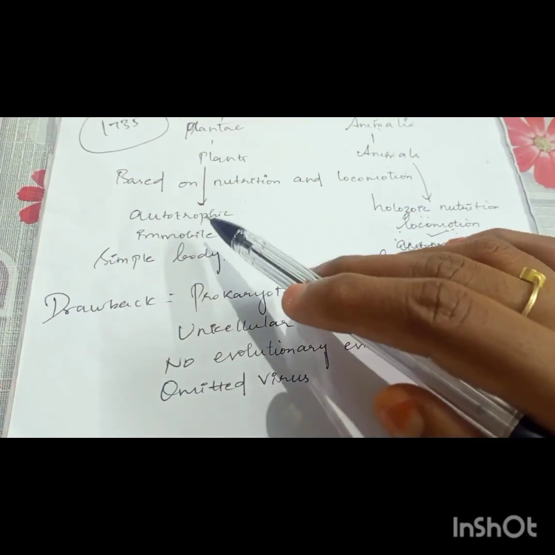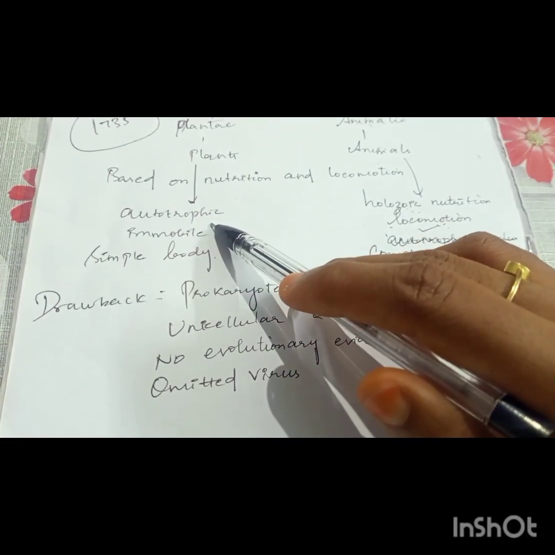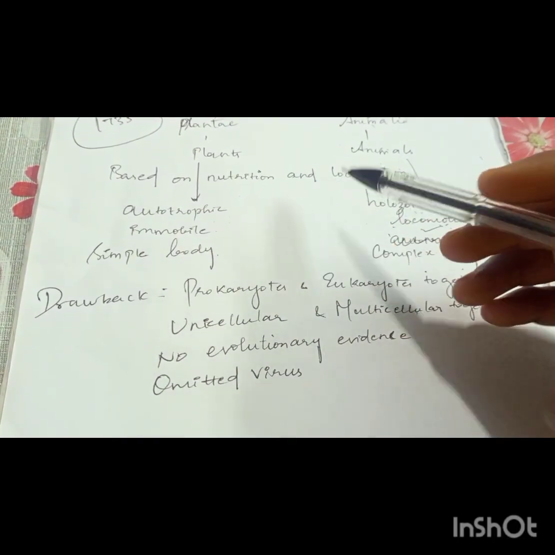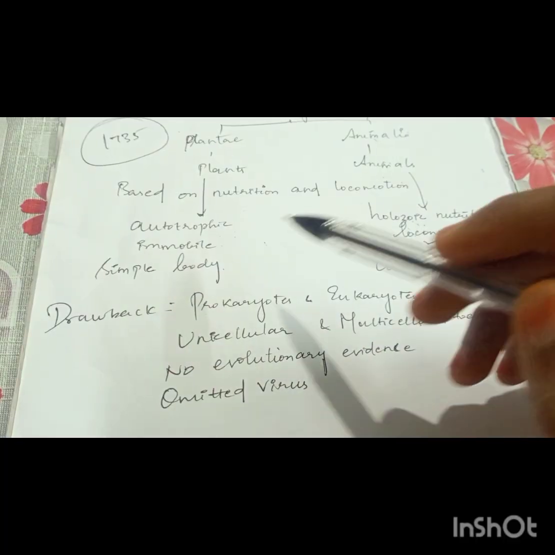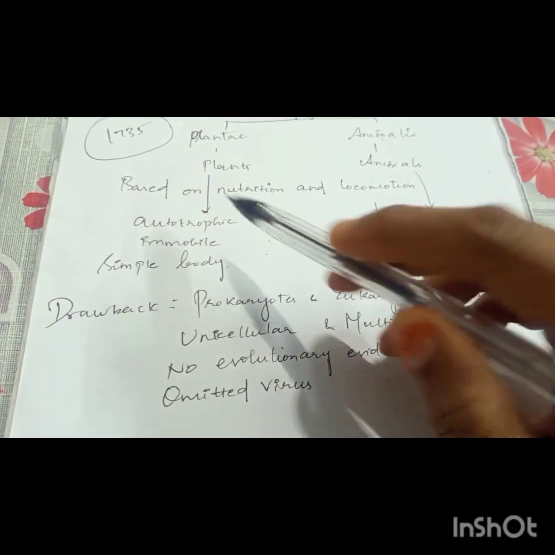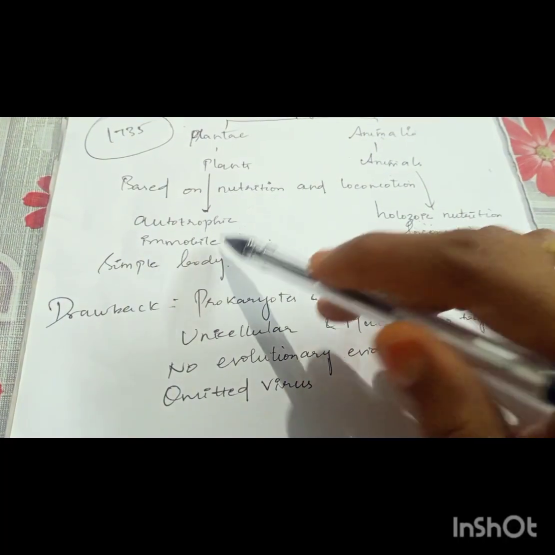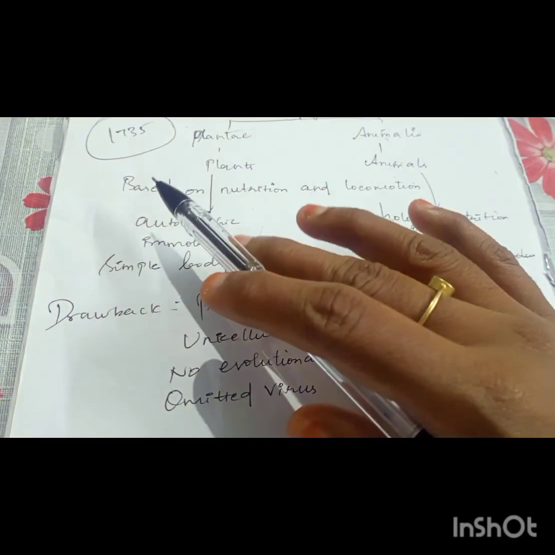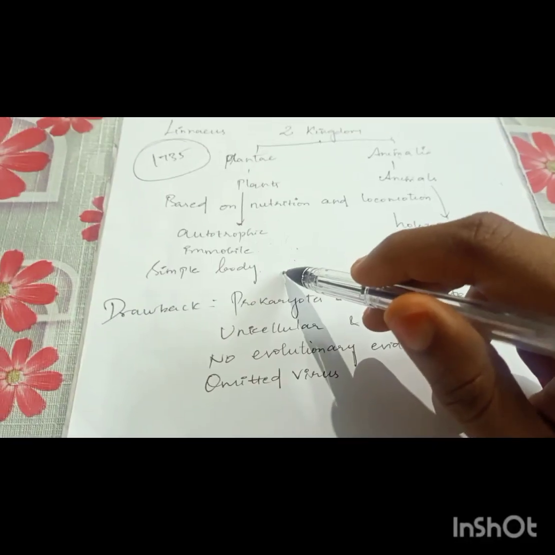Whereas the plants have an autotrophic mode of nutrition. Autotrophic in the sense they can perform photosynthesis as they have the chlorophyll pigment in them, and they stay at one place. As the root fixes the plant to the soil, plants are not capable of locomotion. They are obviously immobile, and plants have a simple body structure. When compared to animals, the body structure of plants is simple.